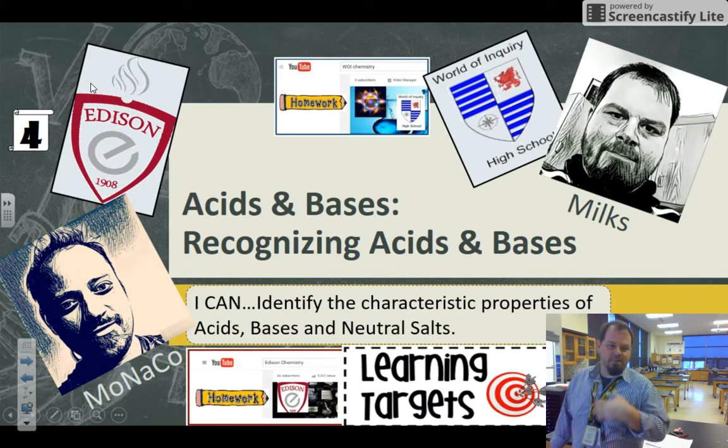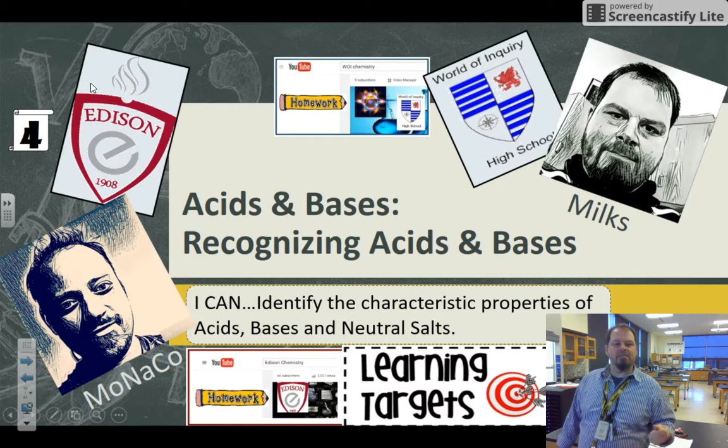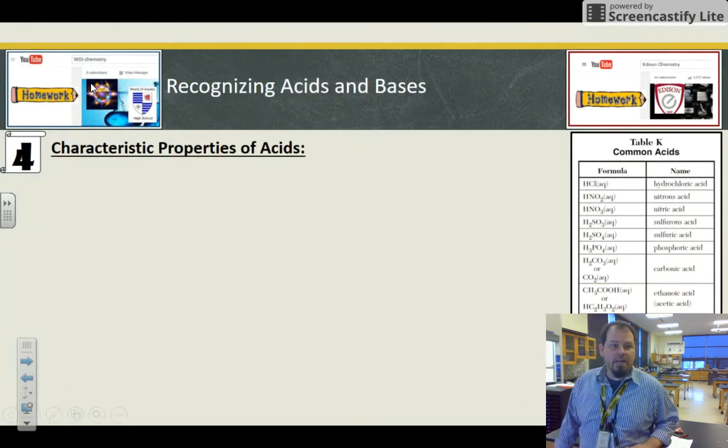Recognizing acids and bases: can you see the chemical and tell me what it is, and what its properties are? Acids and bases, neutral salts, properties of acids and bases. So here we go. Characteristic properties of acids are, I shall list them for you.